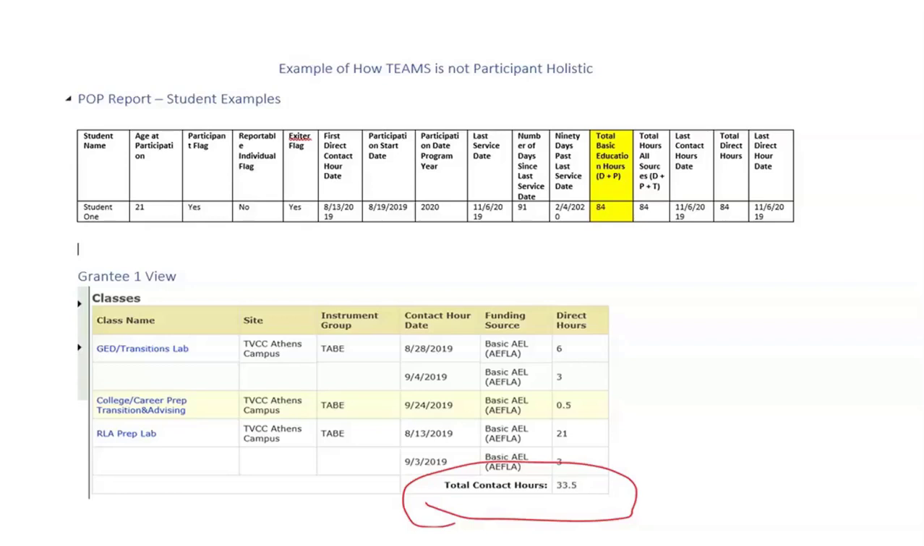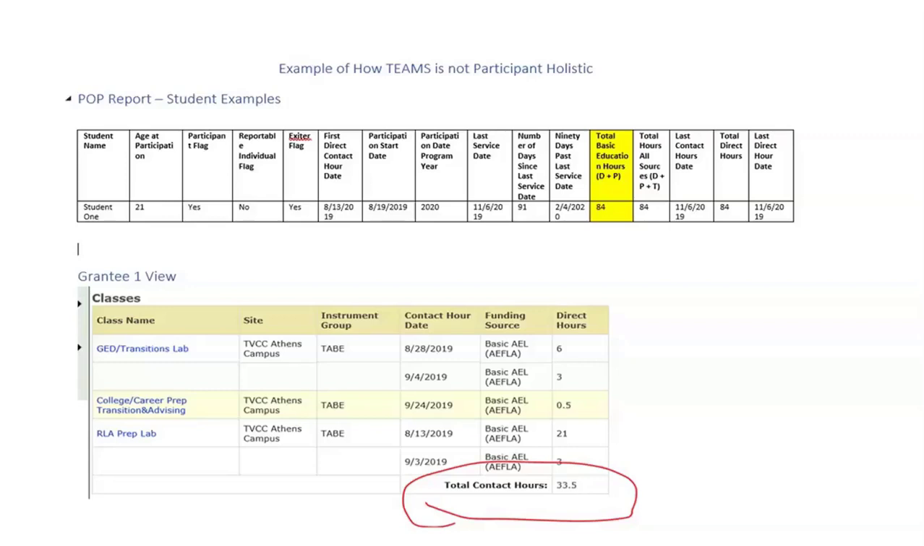So what this would immediately tell me is that during this period of participation that started on 8/19/2019 to when their last date of service was, which is 11/6/2019, somebody else other than me is serving this participant. And that's information that we want to know, right? Because as a state, again, thinking back to when do we test people, when do we test someone that's on a TABE?